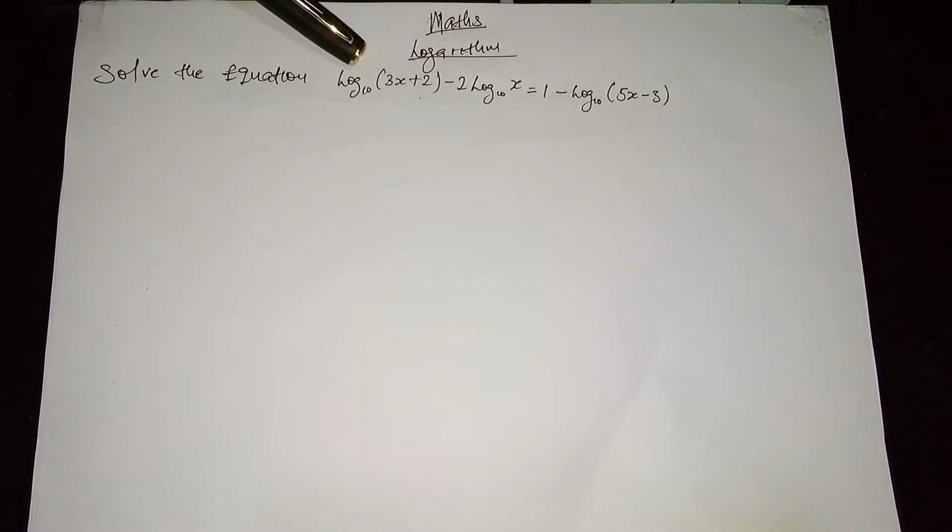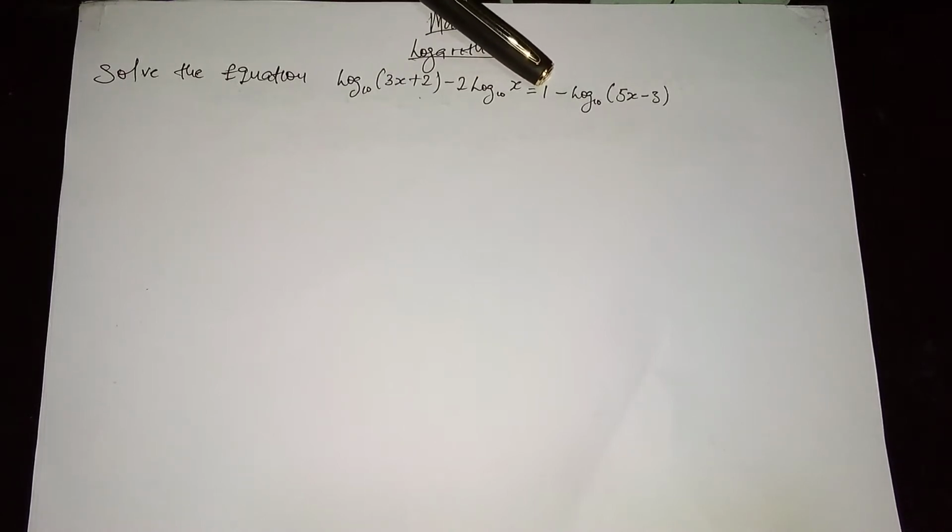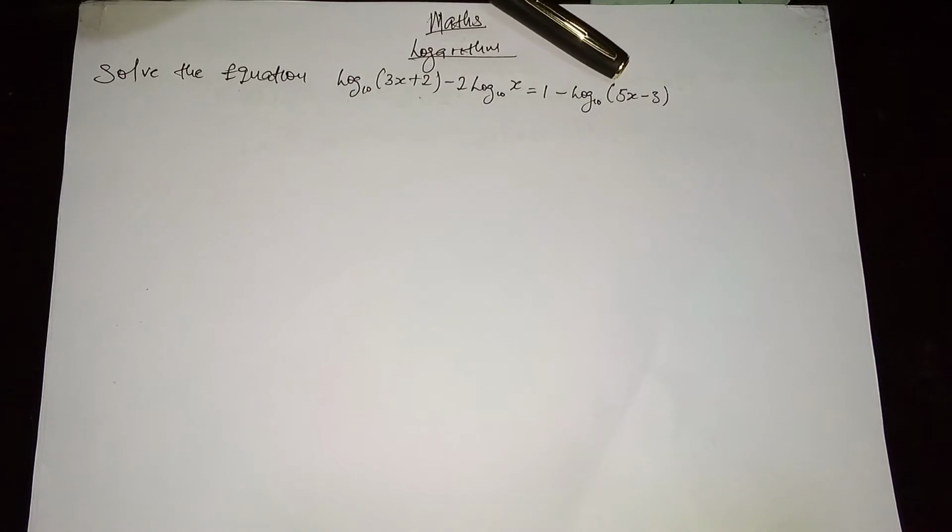Solve the equation log to base 10 (3x plus 2) minus 2 log to base 10 x equals 1 minus log to base 10 (5x minus 3).